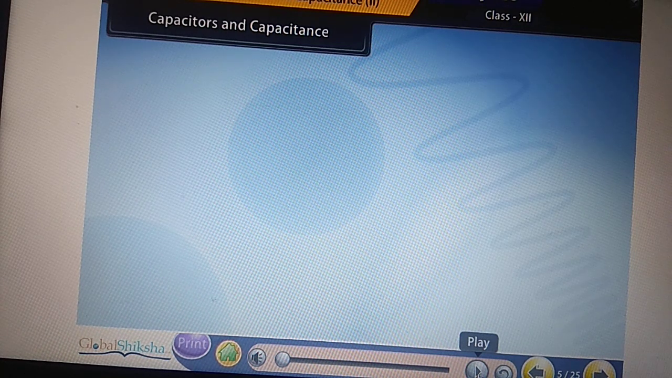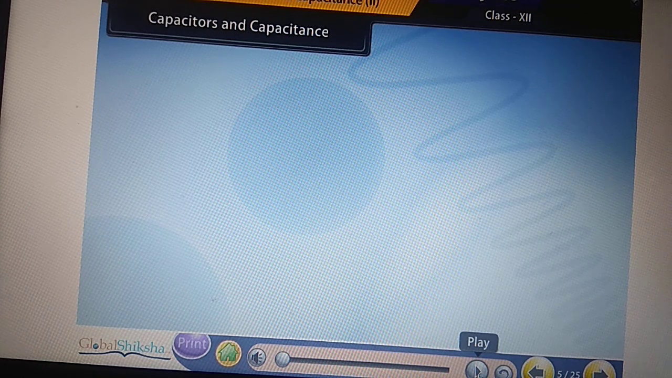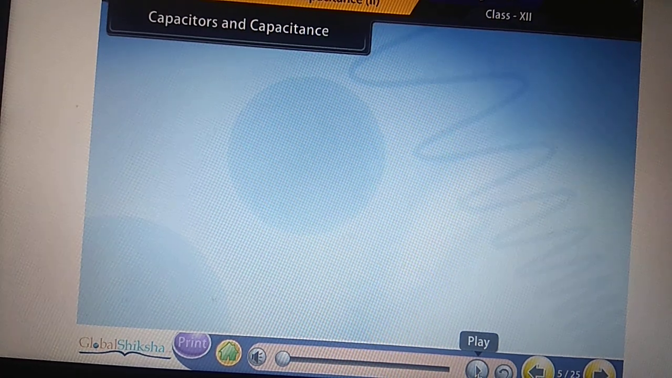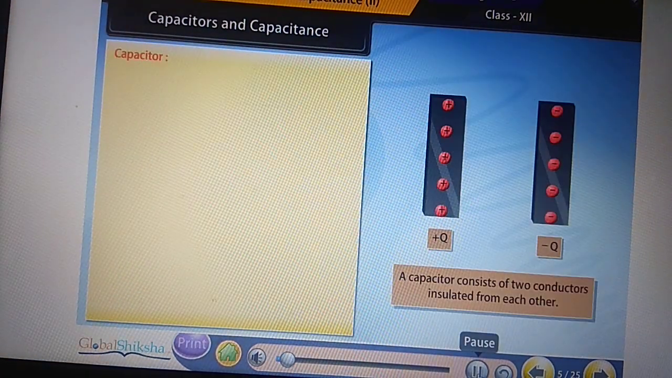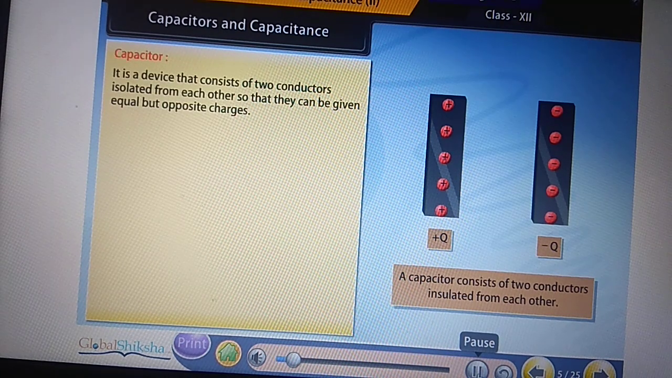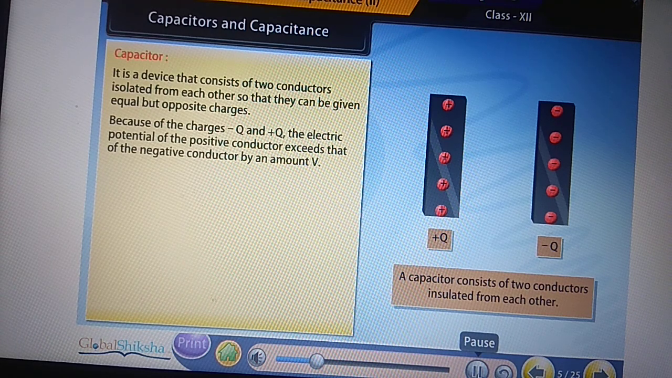Good morning, children. In continuation with chapter 2, electrostatic potential and capacitance, today we are going to start with capacitor and its capacitance. Capacitor. It is a device that consists of two conductors isolated from each other so that they can be given equal but opposite charges. Because of the charges minus Q and plus Q, the electric potential of the positive conductor exceeds that of the negative conductor by an amount V.